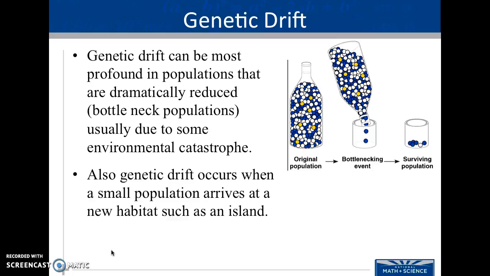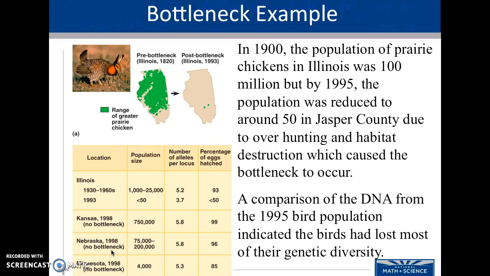The most common way that we reduce the size of a population is what we call a bottleneck effect or a bottleneck event, in which the original population is very large, and then something, an environmental catastrophe, cuts down the population. Genetic drift also occurs when a small population arrives at a new habitat or an island, and we have an isolated chunk of the alleles in a new environment.